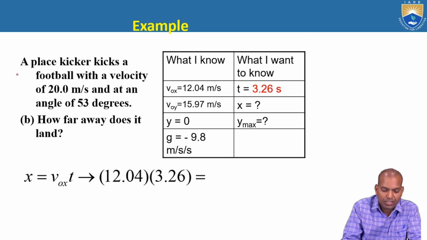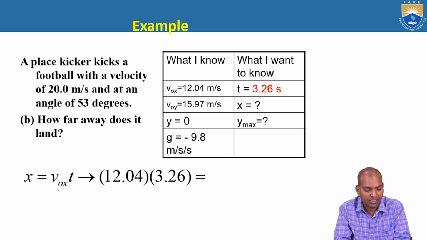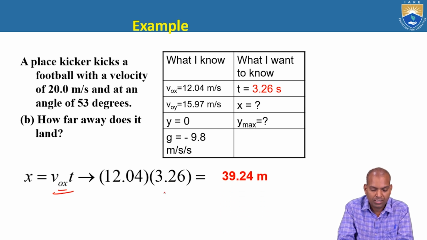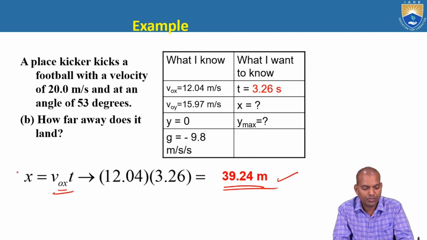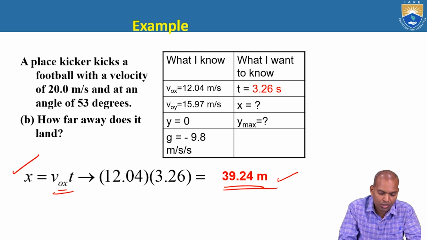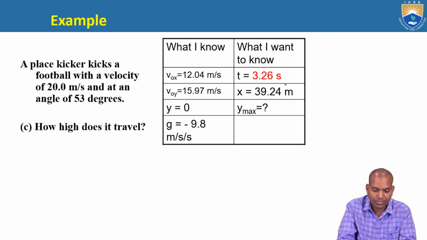And the second objective: how far away does it land? That is x equal to V0x times t. V0x is 12.04 times t, that is 3.26, then 39.24 meters. That is the second objective. x equal to V0x times t, that is 12.04 times 3.26, that is 39.24 meters. That is x.